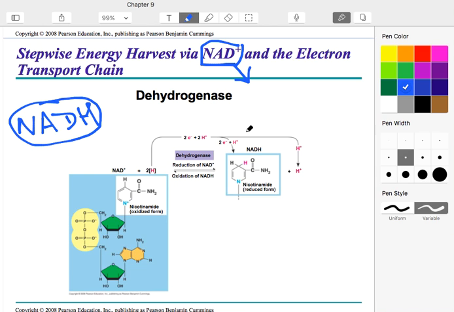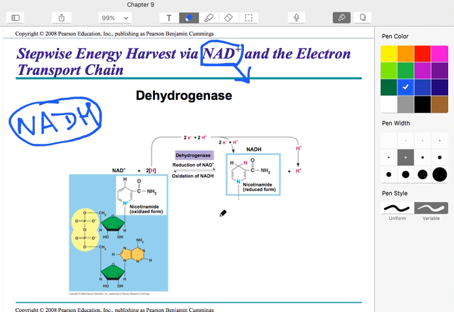So reduction of NAD+ gives NADH, and oxidation of NADH gives NAD+. There you go, the arrows given here. The process is called dehydrogenation. If you break down NADH, you get NAD+ plus 2H+ ion. If you combine NAD+ and 2H+ ion, you get NADH. That's the thing.